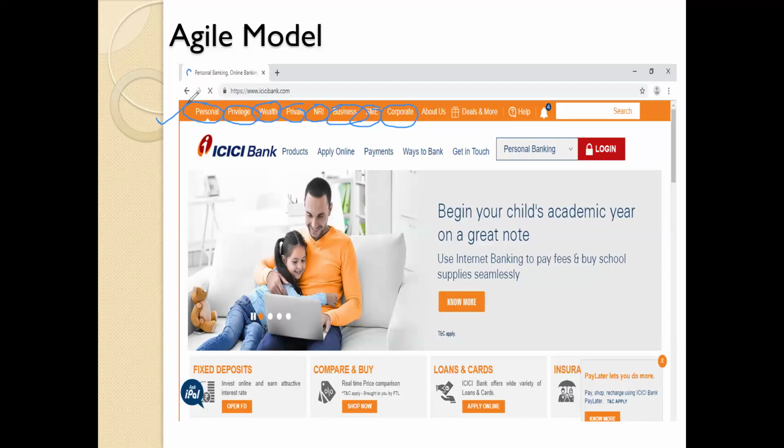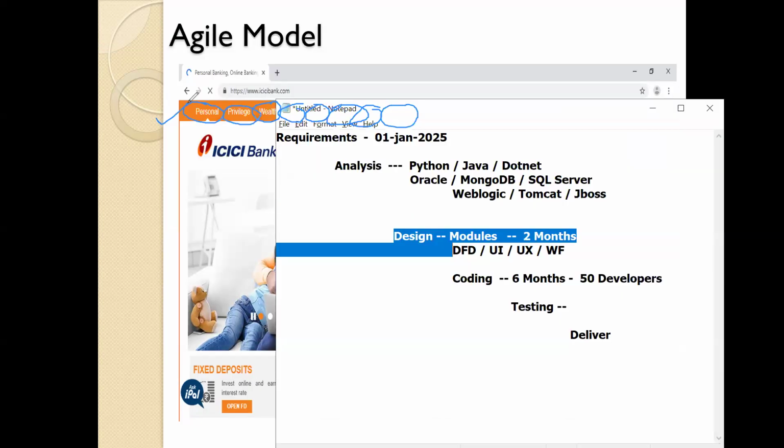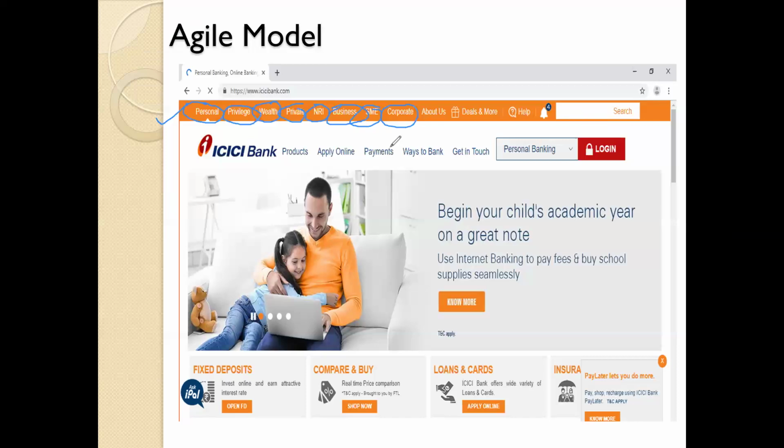And then the second stage is the design and analysis part. The technology components are decided. That's not specific to the department. That's fine. The third stage is the design stage.